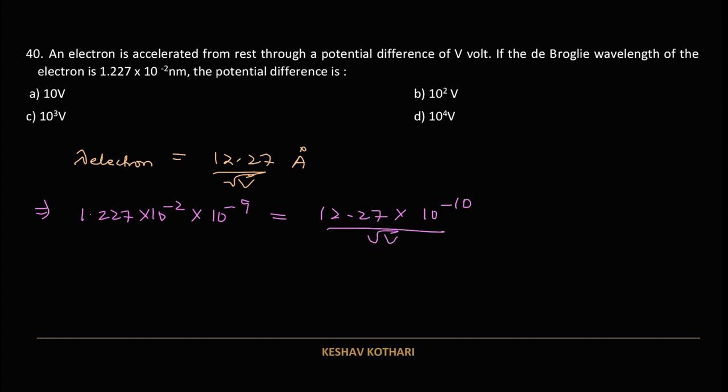So from here, if we solve for root V, we attain root V is equal to 10 to the power 2, and hence V is equal to 10 to the power 4 volt. So for this particular problem, 10 to the power 4 volt, that is D alternative, is correct. Let us move to the next problem.